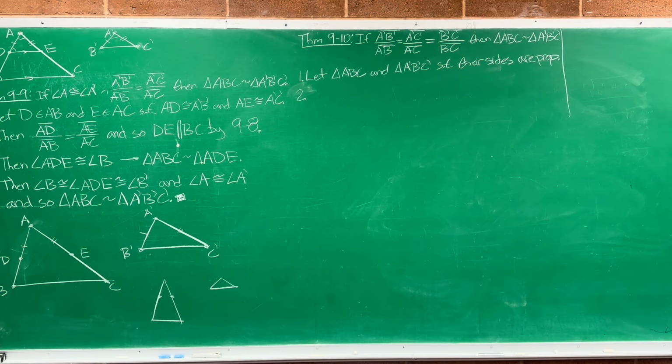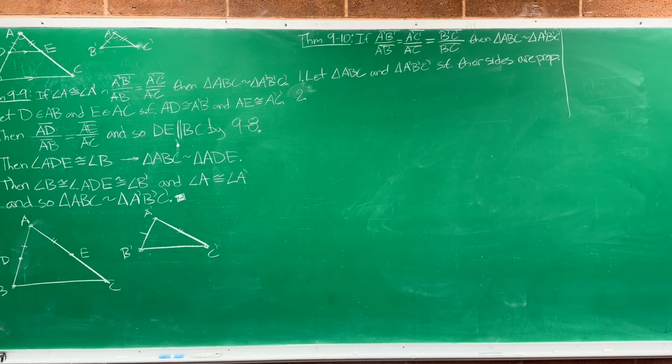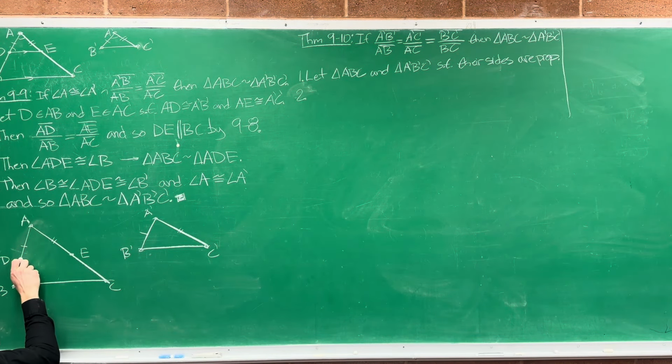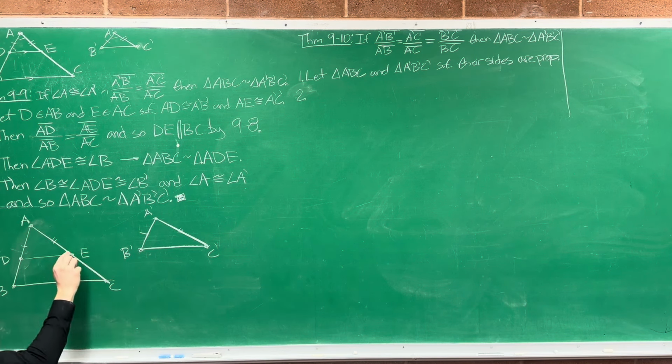You with me? Okay, so we'll start by marking out that triangle, and that will give us this. What information will we have now? AD is congruent to A prime B prime, and AE is congruent to A prime C prime. AB is congruent to what? AD. So I know AD will be congruent to that, and AE will be congruent to that.